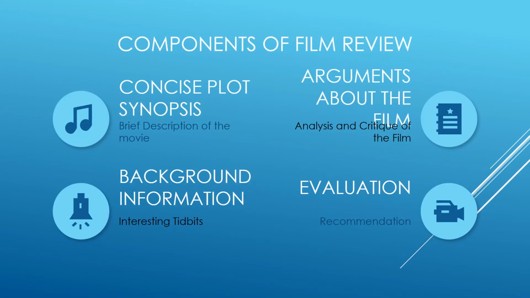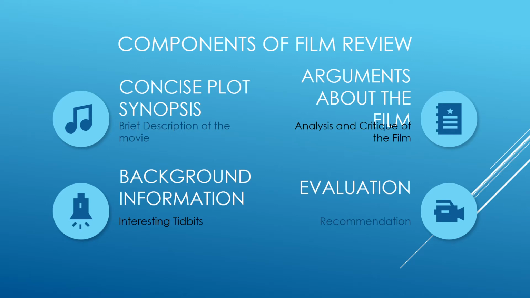Components of a film review. There are 4 components of a film review. Condensed plot synopsis. It emphasizes the most important moments of the film. Background information. It involves information about the actors, directors, genre of the film, etc. Arguments about the film. It involves the analysis and critique of the film. This component is the main focus of the review.